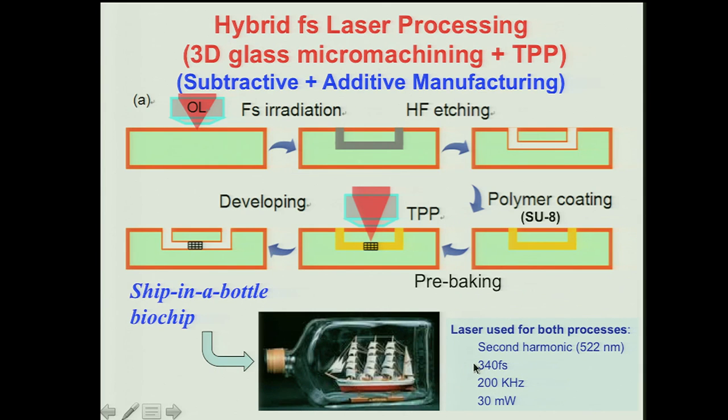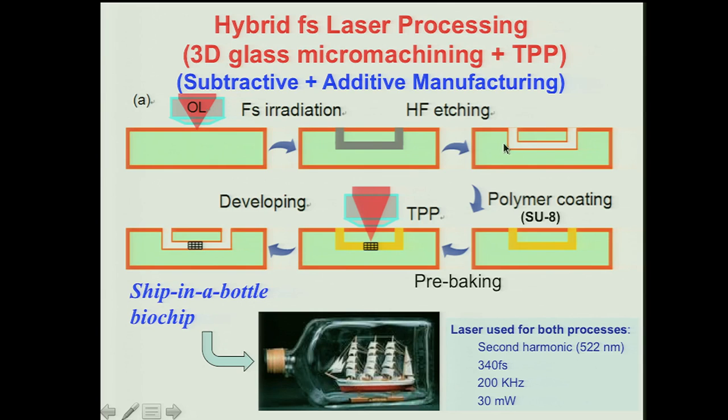Then, to enhance the functionality of the biochip, we propose to combine our three-dimensional glass micromachining technique with two-photon polymerization. That means subtractive and additive manufacturing are successfully carried out. We call this technique hybrid femtosecond laser processing. And here I show the fabrication procedure of the functional biochip using this technique.